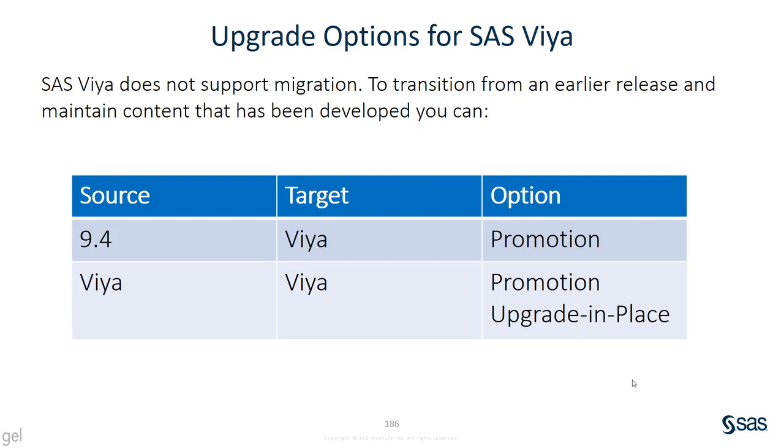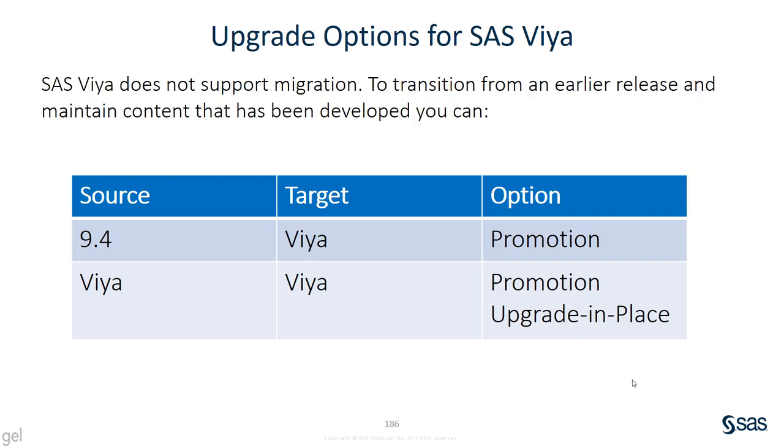So Viya doesn't support migration. There's no SAS migration utility or SAS deployment wizard in Viya. So you can forget about migration for now. Viya does support promotion from 9.4 to Viya. We'll get into detail on that. There are caveats involved in that, but it does support it. And Viya does support promotion between two Viya environments. So promotion of content from one Viya environment to another, and also supports upgrade in place.